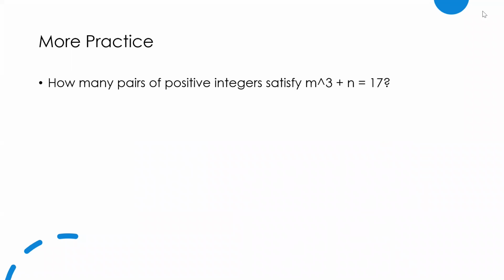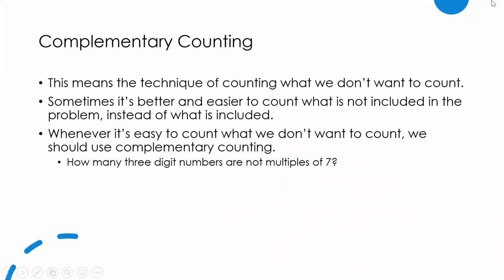All right, so let's move on to the next thing. Now we have complementary counting. This means the technique of counting what we don't want to count instead of what we do want to count. Sometimes it's better to count what's not included in the problem instead of what is included. Whenever it's easy to count what's excluded, you should just use complementary counting instead. So how many 3-digit numbers are not multiples of 7?